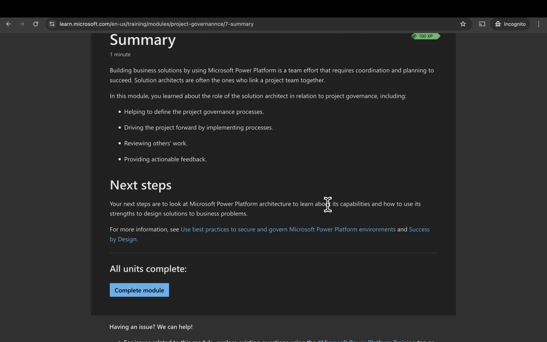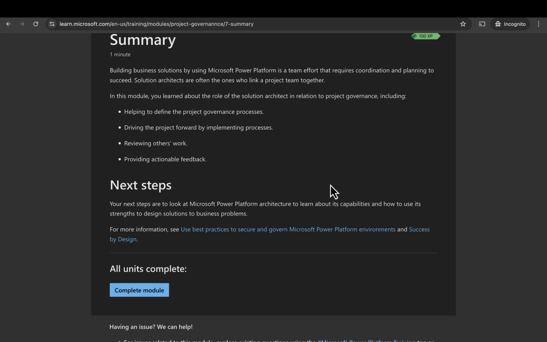Summary. Building business solutions by using Microsoft Power Platform is a team effort that requires coordination and planning to succeed. Solution architects are often the ones who link a project team together. In this module, you learned about the role of the solution architect in relation to project governance, including helping to define the project governance process, driving the project forward by implementing processes, reviewing others' work, providing actionable feedback.